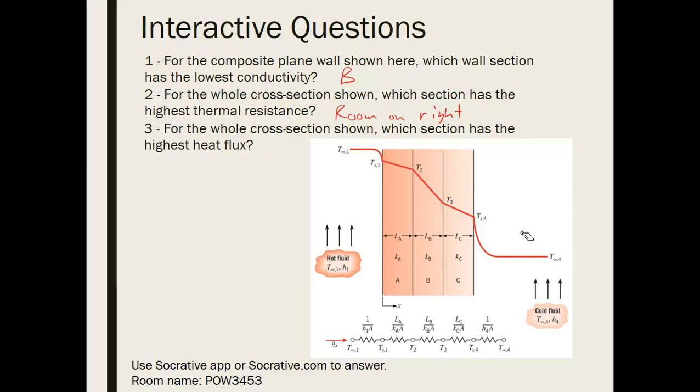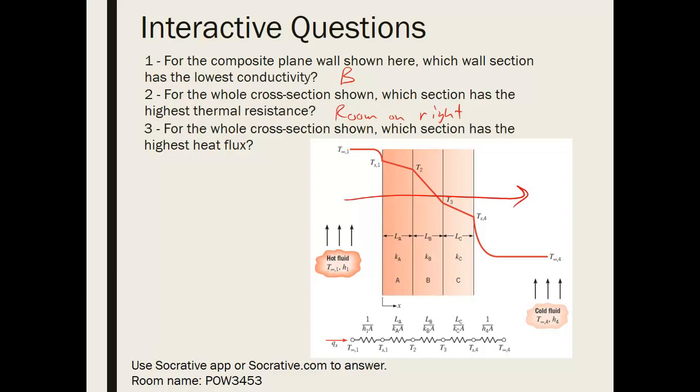All right, and question C: for the whole cross section shown, so for the whole system, which part of this system has the highest heat flux? Heat is going to be flowing in this direction, and at what point is the flux the highest? The answer is actually a trick question. The flux will be constant through the whole thing. Heat will be going all the way through.